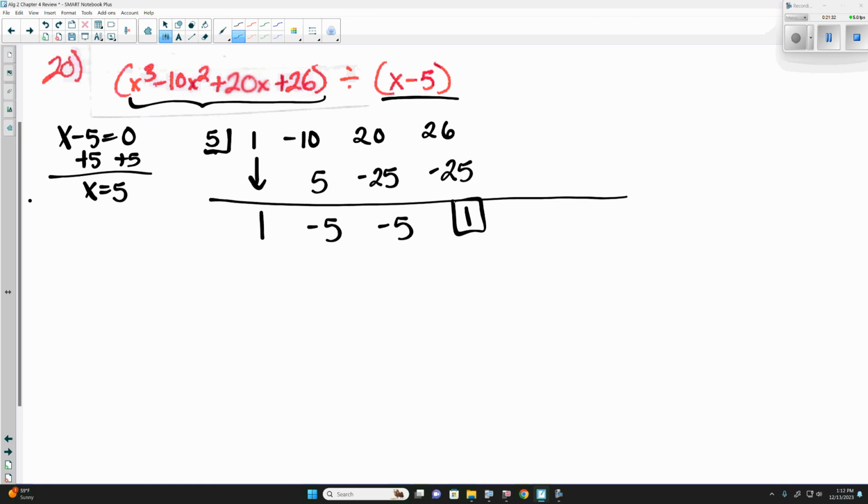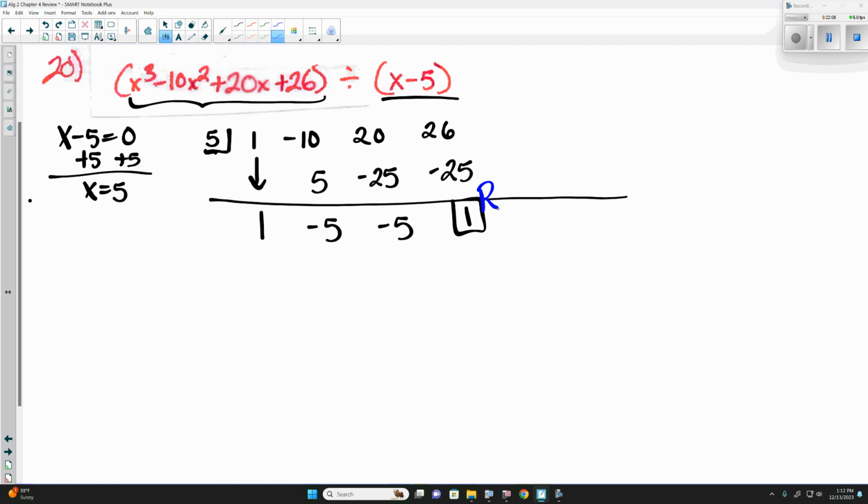So we add the ones that are on the row. We multiply by the number below. So 1 times 5 is 5. We put it under the next number. Add. Negative 10 plus 5 is negative 5. Multiply 5 times negative 5 and get negative 25. Then we add, get negative 5. We multiply, get negative 25 again. And add and get 1. The number in the box is the remainder.